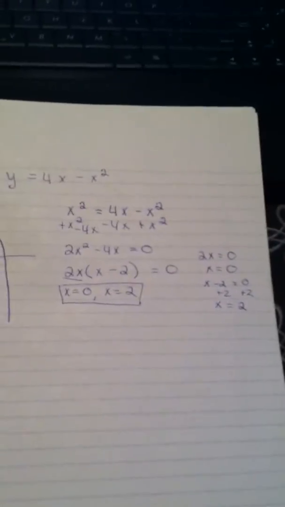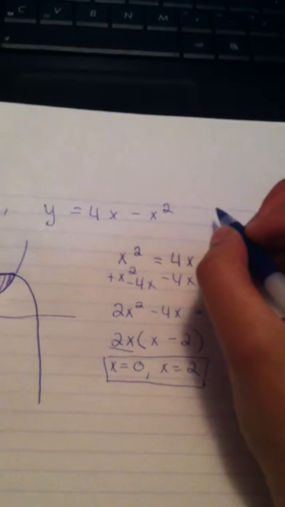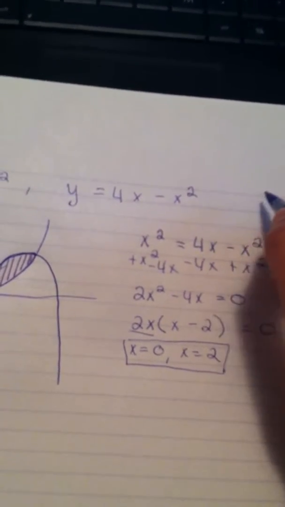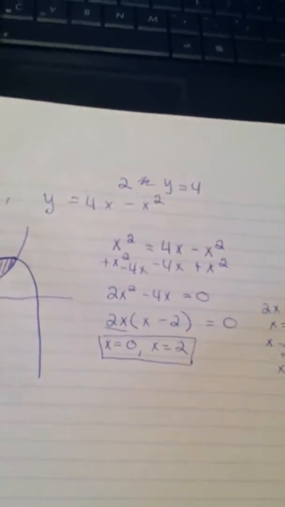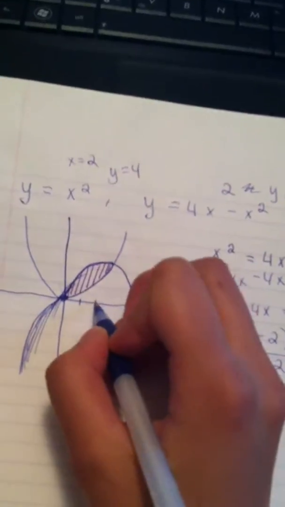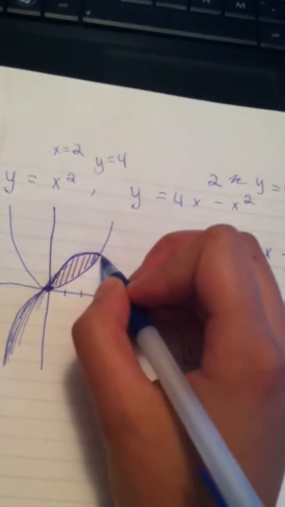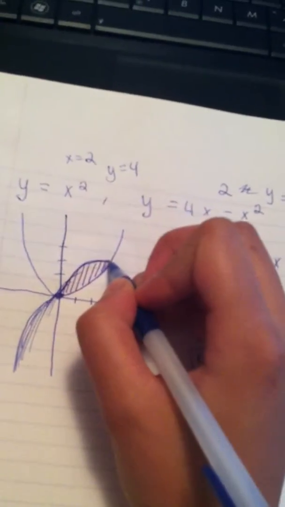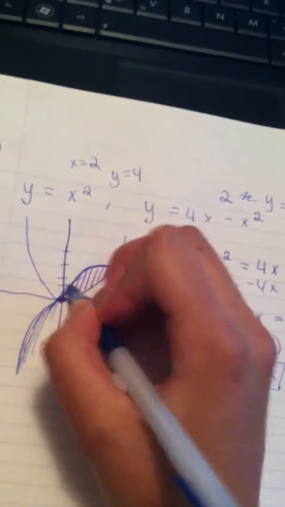So at 0, 0, and plugging it in, when x is 2, y is 4, and when x is 2 here, y is 4. So at 2, 4, these are where our two graphs intersect.